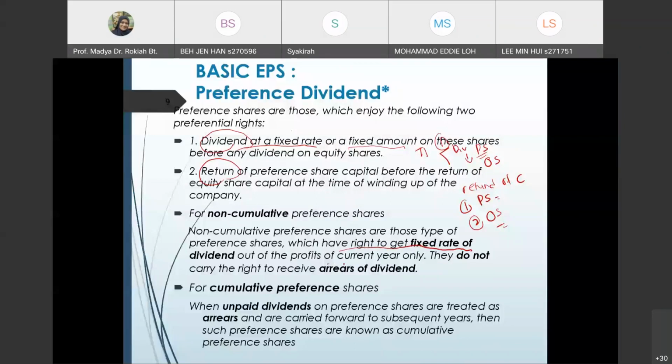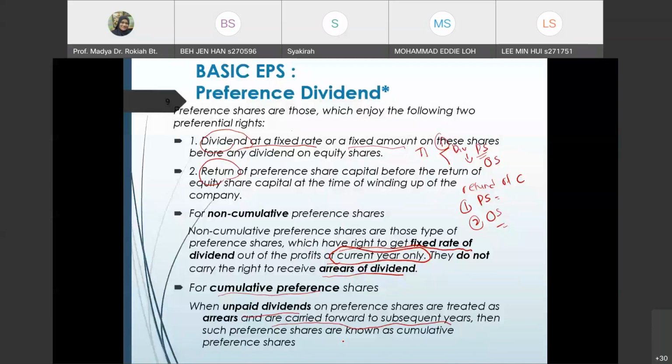They do not carry the right to receive arrears of dividends. They are entitled only to the current year dividend. They cannot carry the dividends to the next year. So that one is non-cumulative. For cumulative preference shares, the unpaid dividends are treated as arrears and are carried forward to a subsequent year. Such preference shares are known as cumulative preference shares. So you have two types here, cumulative and non-cumulative.